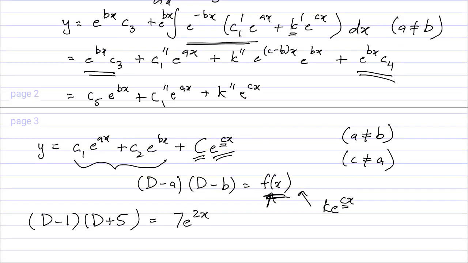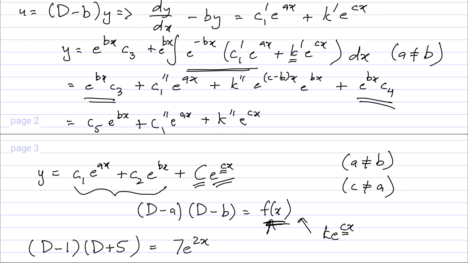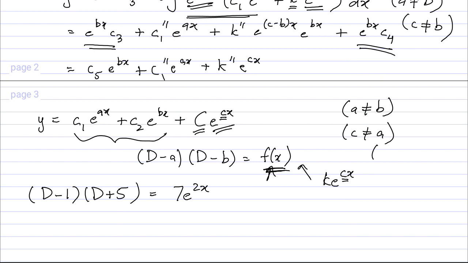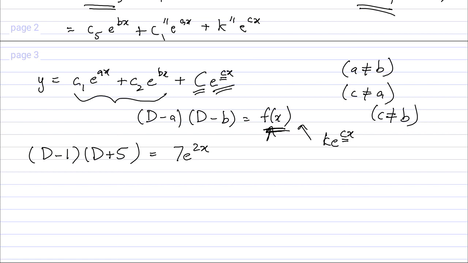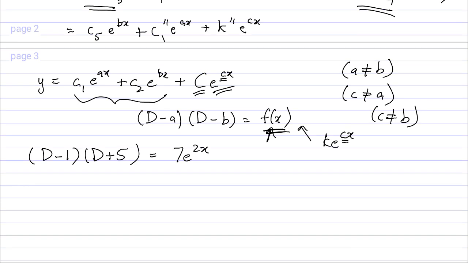Oh, by the way, I forgot, when you were integrating this thing multiplied by this thing, you were also assuming that c is not equal to b. So in other words, this just means that a and b and c are all different. So you have to solve this. It's obvious from this equation that a is equal to 1 and b is equal to minus 5 and c is equal to 2. So this condition is met.